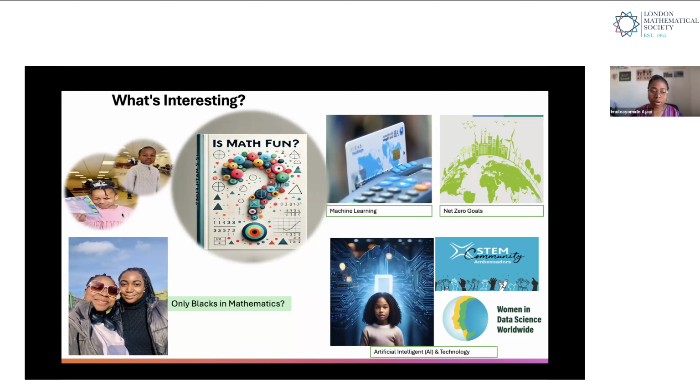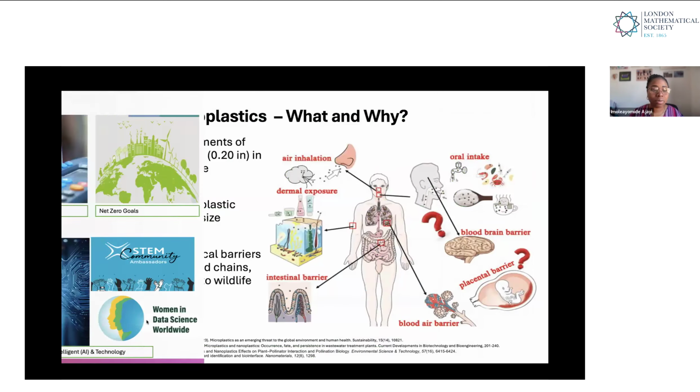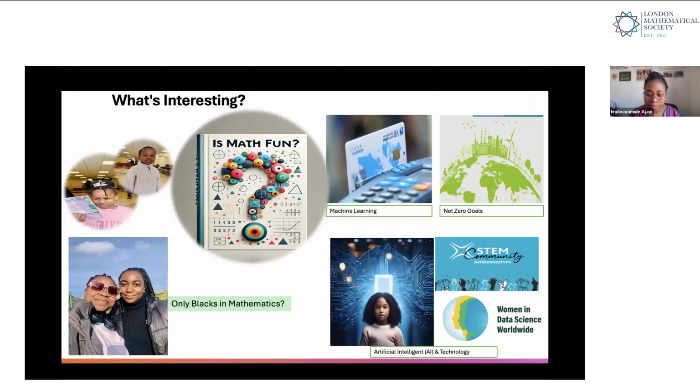So why is this picture of me and a colleague here? We are just the two Black girls, the only Black in mathematics doing PhD at Loughborough University. So I thought to put that there to show how unrepresented we are in mathematics, which creates curiosity for inclusivity in STEM fields, especially mathematics.